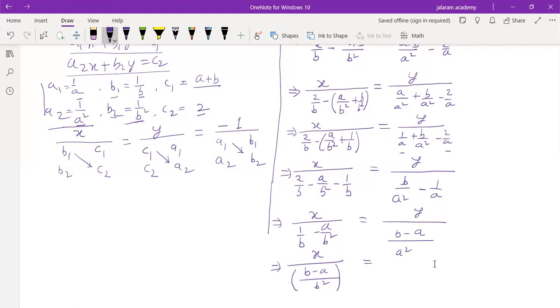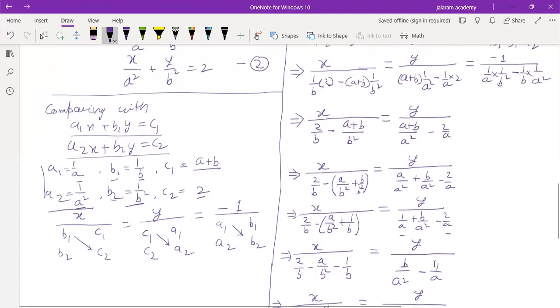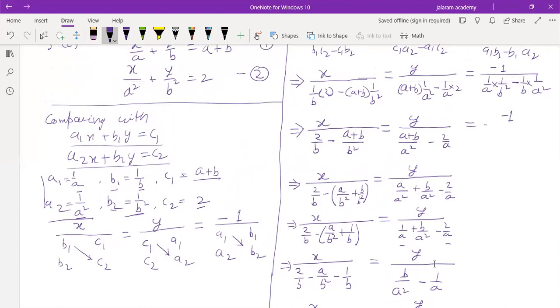So the final line is y upon b minus a upon a square. Is that clear to you? Now the third one, minus 1 upon ab square minus 1 upon ba square. So write their LCM. What will be the LCM of ab square and ba square?